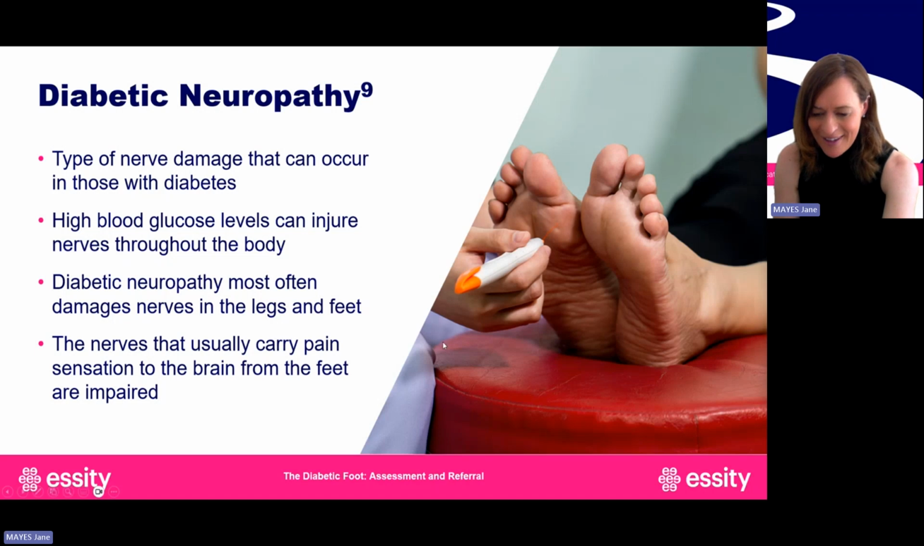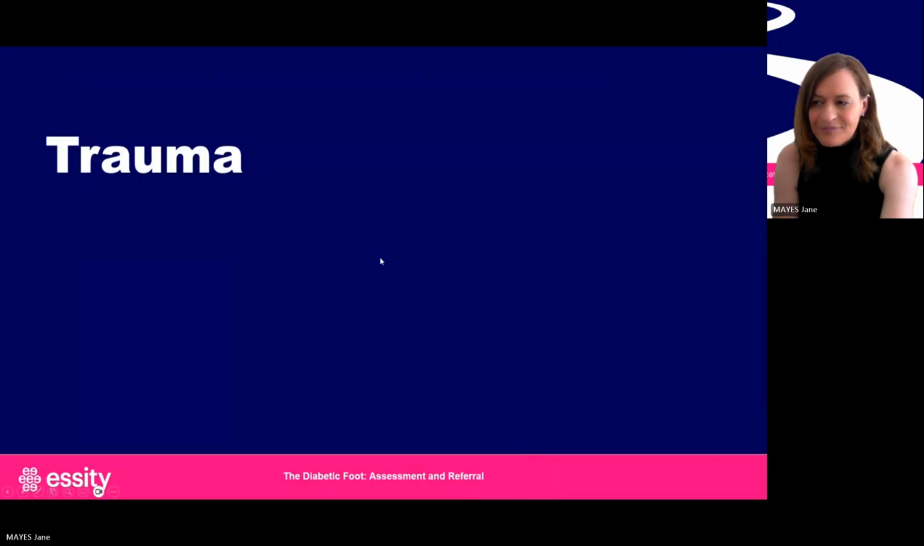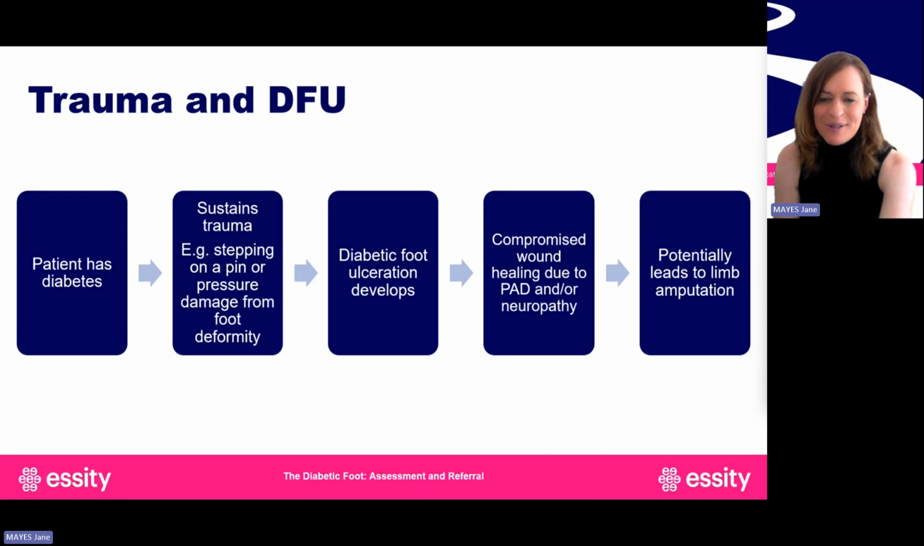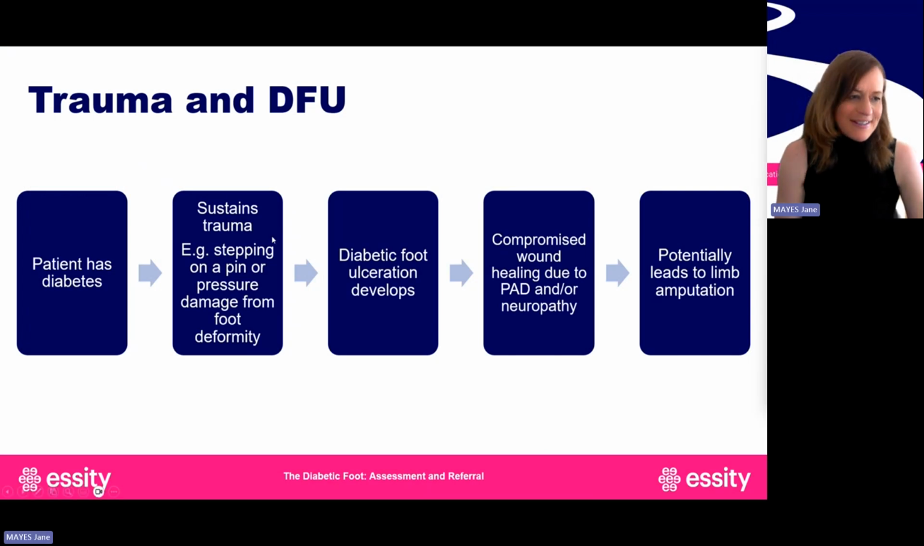Okay, so neuropathy. And then the big one is trauma. From our patient's perspective, trauma itself is what's going to damage the skin, as in loss of continuity of the skin is a wound. So if you imagine you've got a sock on your foot, that's your skin. Your sock's your skin. Break the sock, there's a risk of a wound developing, infection, etc.